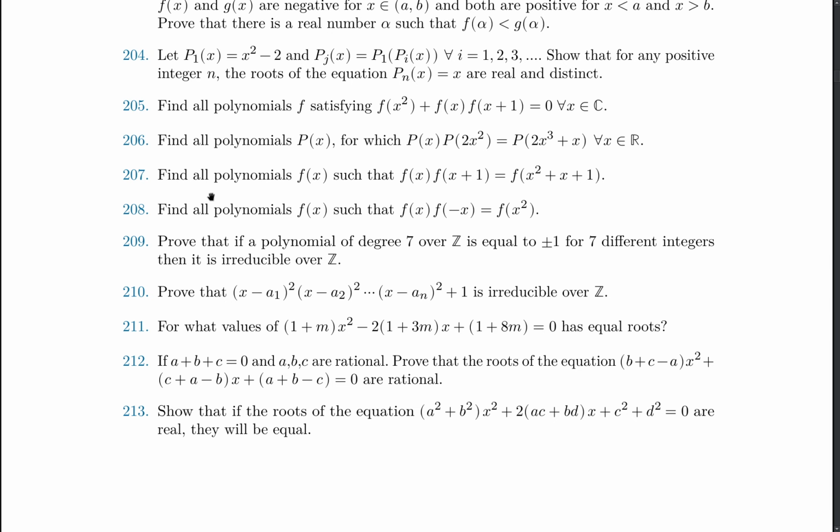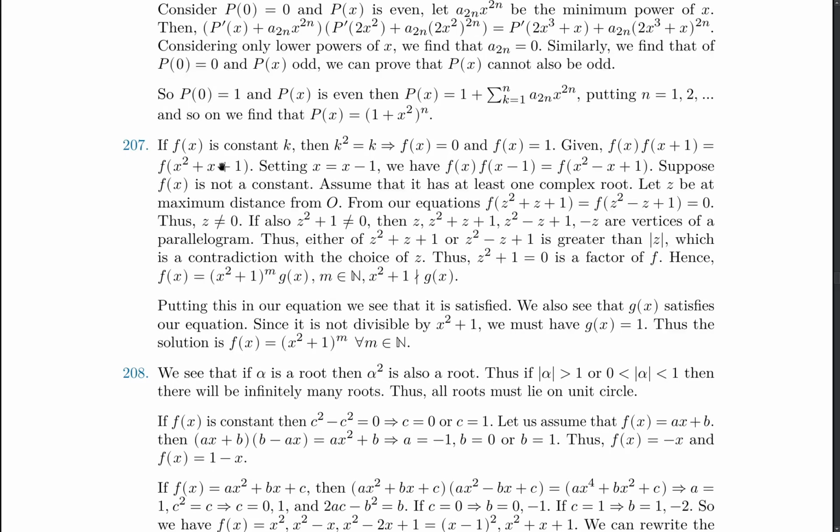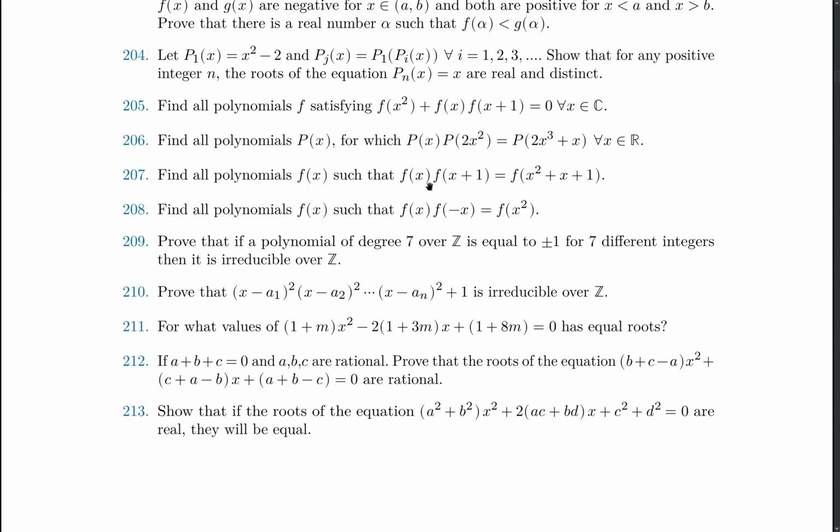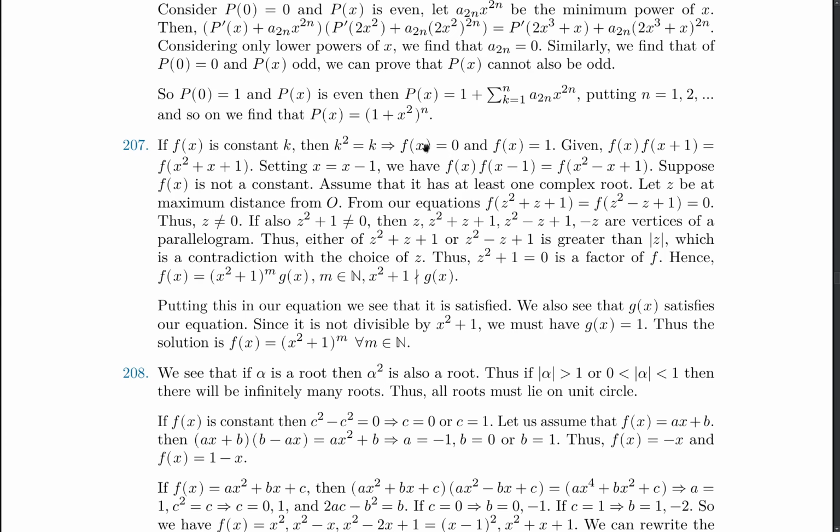Now we have the next problem. Find all polynomials f(x) such that f(x) f(x + 1) is equal to f(x^2 + x + 1). Now if f(x) is a constant k, then k squared is equal to k. So you substitute in this, it will become k squared and it will become k. So f(x) will be either 0 or 1. But we again consider the given identity, we set x equal to x - 1.